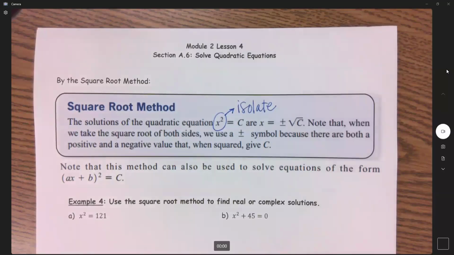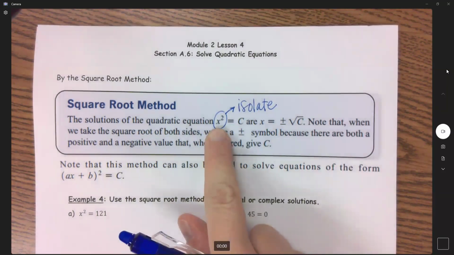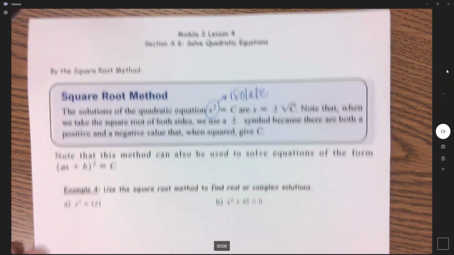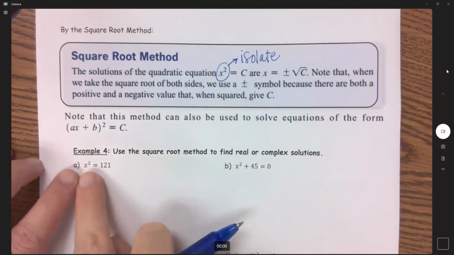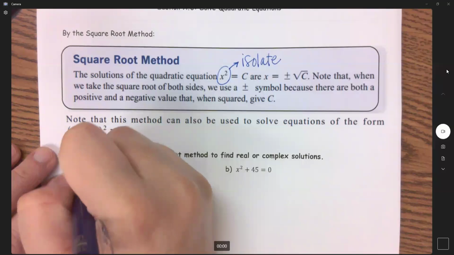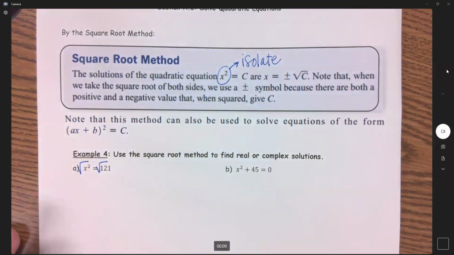The third and final method that we're going to go over is the square root method. And so here it says the solutions for a quadratic equation of x squared equals c are plus or minus the square root of c. So what we need to do is isolate the x squared, and then we'll take the square root of both sides. So here, this is already isolated. You have x squared equals 121. So we will take the square root of both sides.